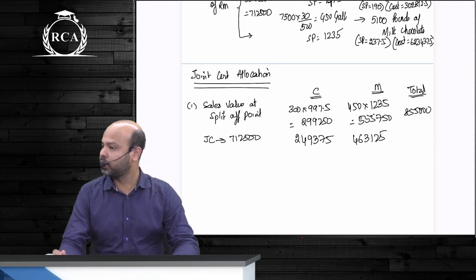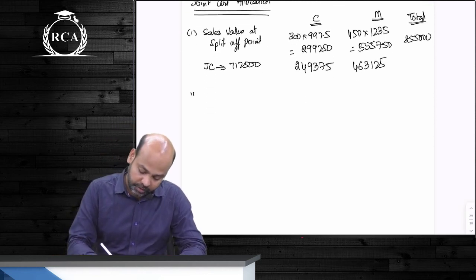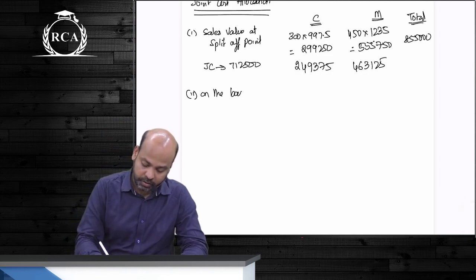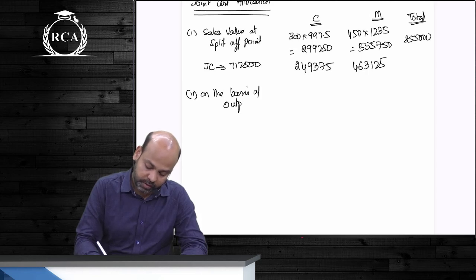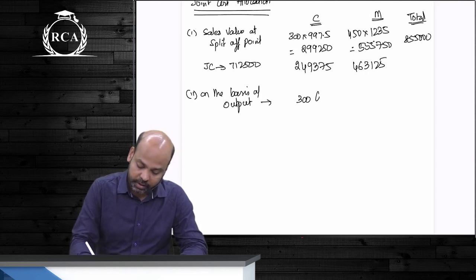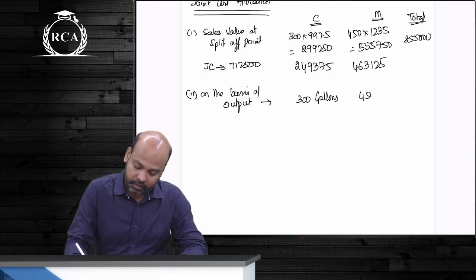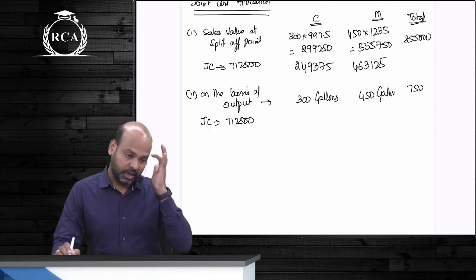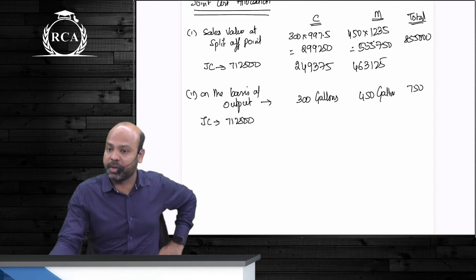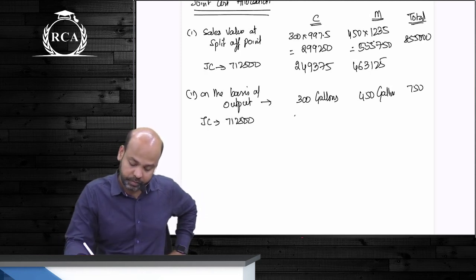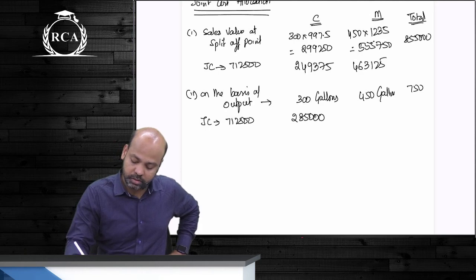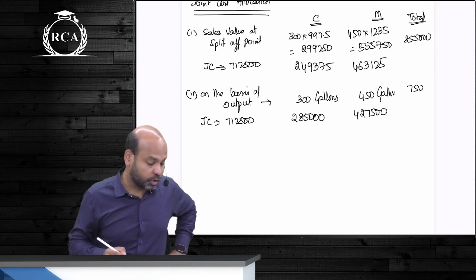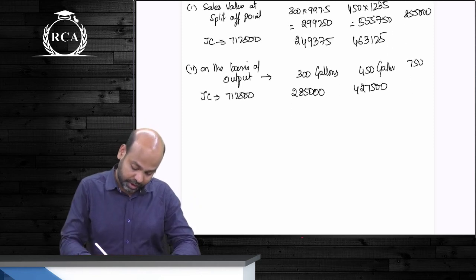This is done, beta. Next, beta, is what? On the basis of output, guys. What is the output, guys? 300 gallons and 450 gallons. So that is a 2:3 ratio, guys. What will be your joint cost allocation, beta, for the second bit? 7,12,500 into 2 divided by 5, and into 3 divided by 5. 2,85,000 and 4,27,500. Did the answer match? Done, beta. Now you'll have to compute NRV, guys.